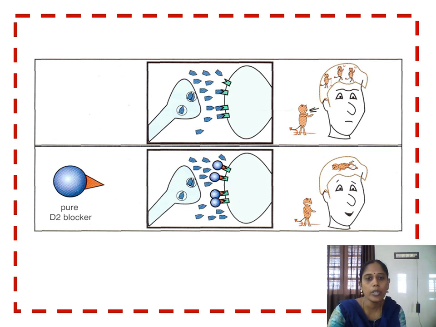So, now moving on to the mechanism. Here you can see this is dopamine released from the presynaptic terminal and is acting on the dopamine receptors. This is the mesolimbic pathway. Here you can see the dopamine is acting. Here the dopamine receptor is blocked by your typical antipsychotics. So, this blockade of dopamine receptors in the mesolimbic pathway controls the positive symptoms of schizophrenia, especially delusions and hallucinations.